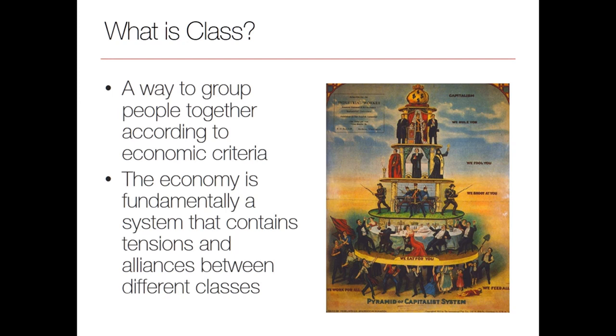Social class, we use this in discourse to understand dynamics within the economy at large, but specifically within the digital economy. And the economy is fundamentally a system that contains tensions and alliances between different classes. What does that mean? People have figured out since the very early days that sometimes it's easier to pursue a goal, to attain your interests, if you group together, if you form alliances. We will talk a little bit about trade unions, for example. Do we see those still today, or has something changed?